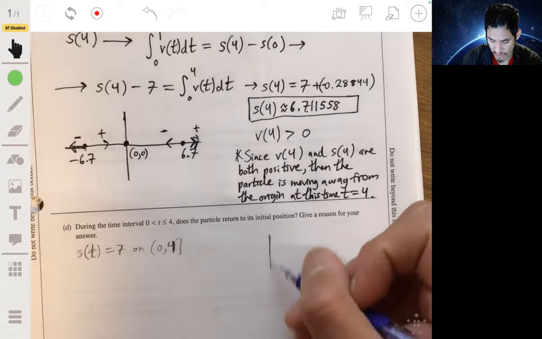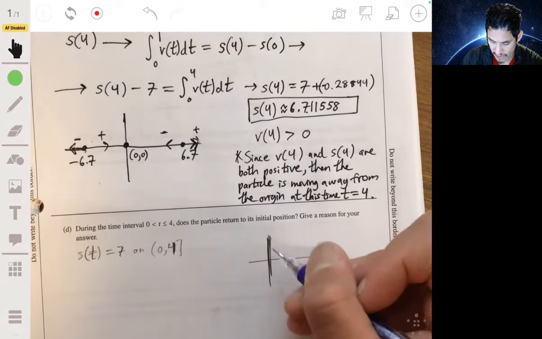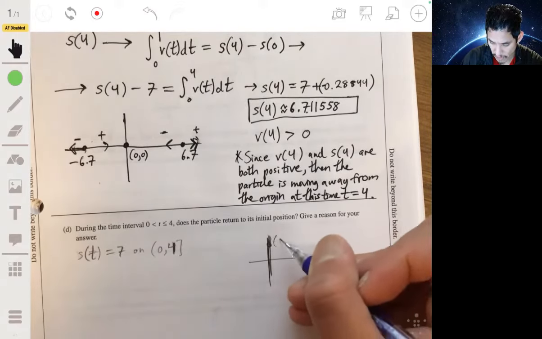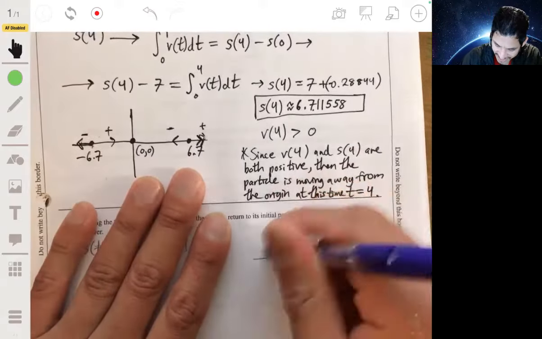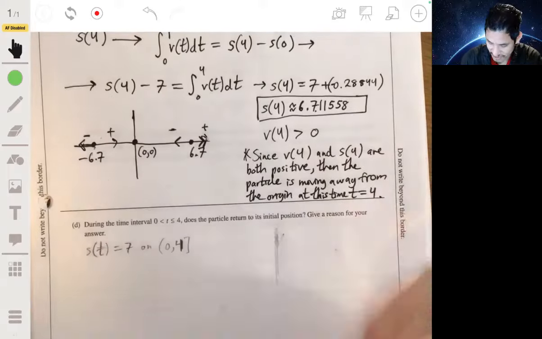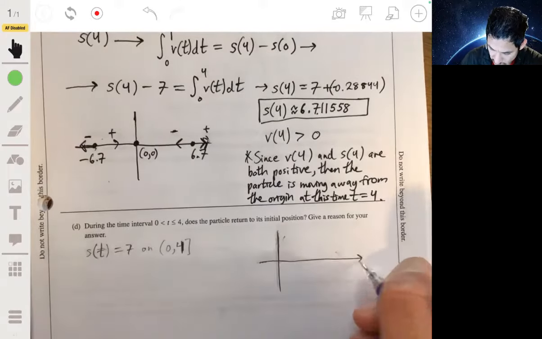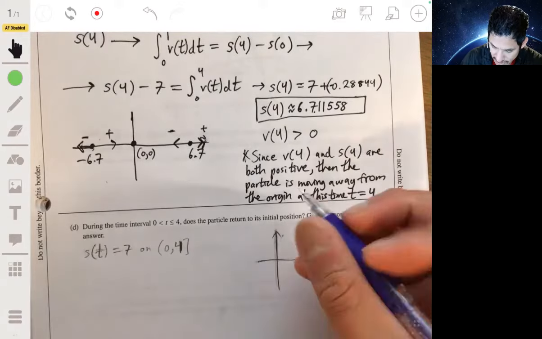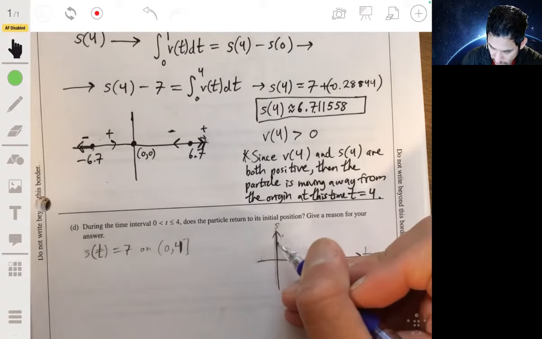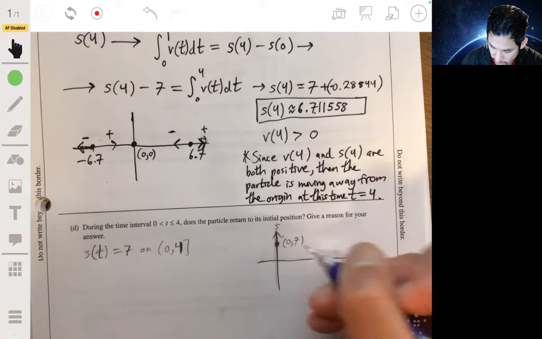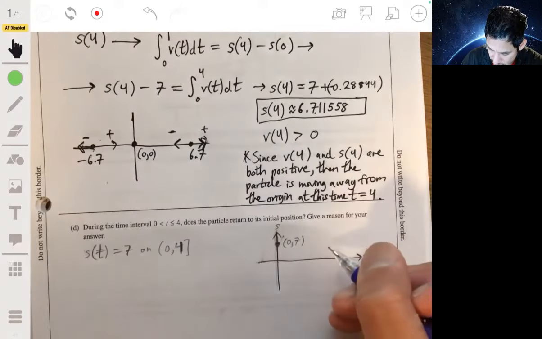So for example, let me draw a visual picture so you get the idea. It's at time 0. This vertical axis represents position, and this is time. So at time t equals 0, our position is 7, and at time t equals 4, our position is 6.7.